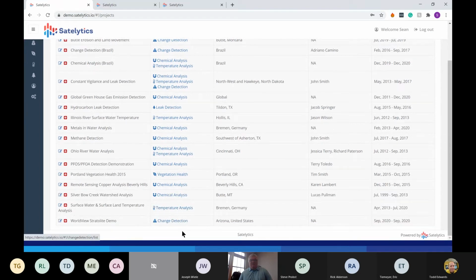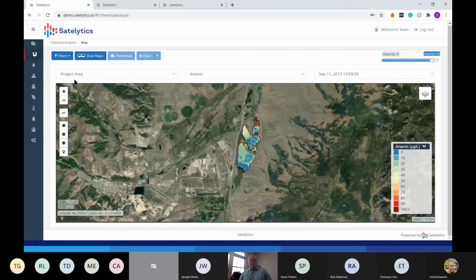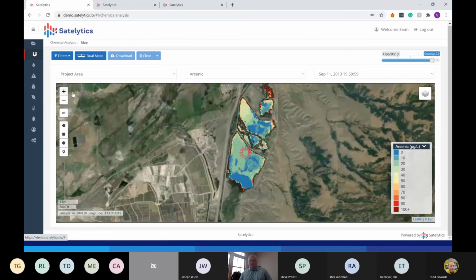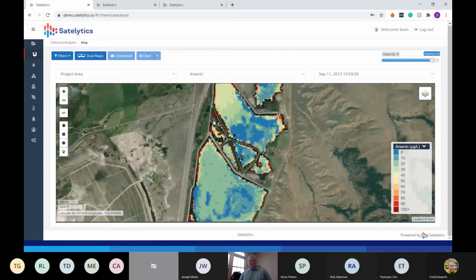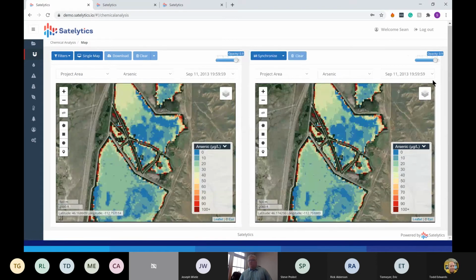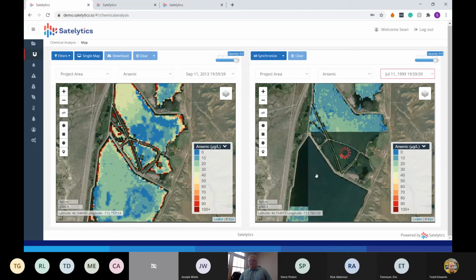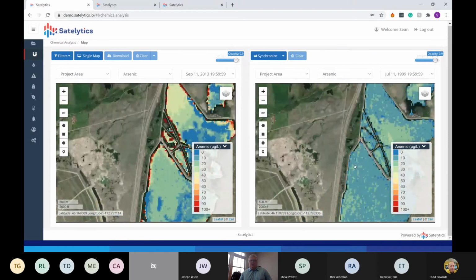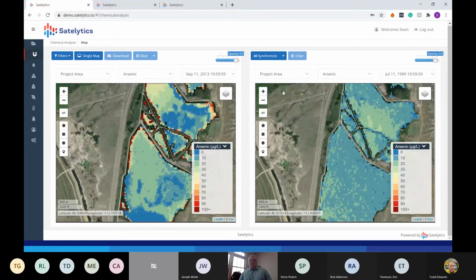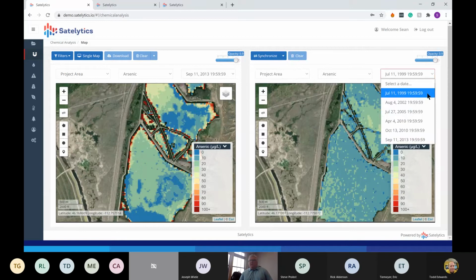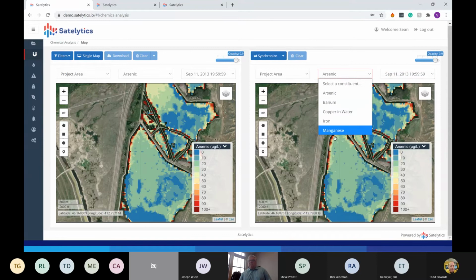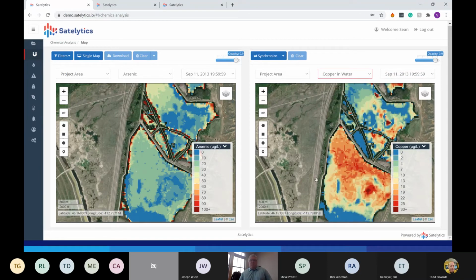So I started with showing everybody the high concentrations of arsenic, barium, iron, manganese. And I picked on a particular project area. And what I said was, here was arsenic in one particular screen. If I turn on dual maps, a little feature that we have, I can look at different dates and compare them side by side. The default is synchronized, but I can very easily unsynchronize those particular screens. I could pick on the same date, and I could literally pick on a different constituent. So in this case, copper.